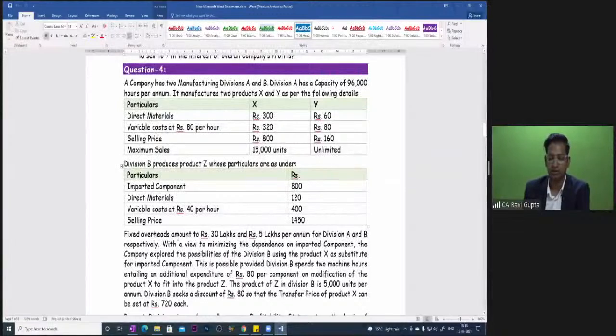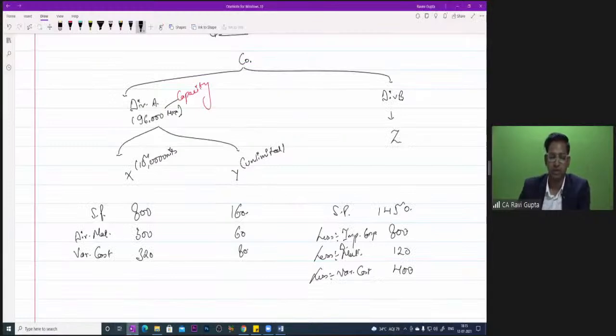Okay, fine. Fixed overheads amount to rupees 30 lakh and 5 lakh rupees per annum for division A and B respectively. So what we can do, fixed overhead 30 lakhs and fixed overhead 5 lakhs.